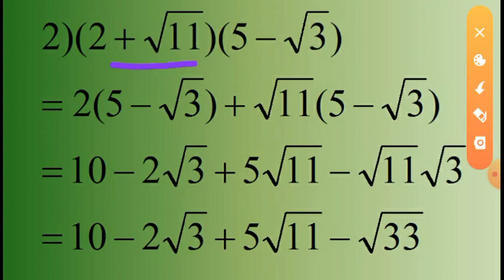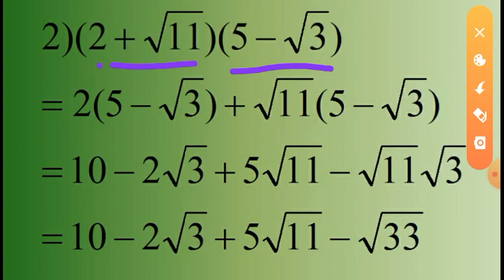Okay. Next is (2 plus root 11) into (5 minus root 3). Now see, whether both the terms are the same. No. All the terms in your brackets are different. Here it is 2 plus root 11, here it is 5 and minus root 3. So which property do you have to use? It should be your distributive property.